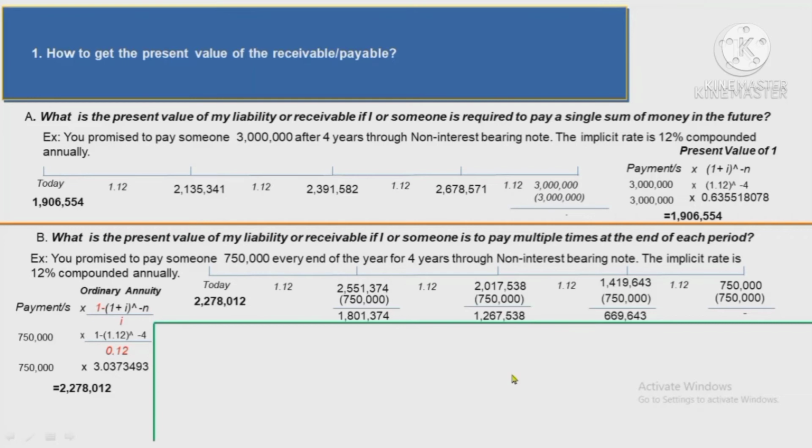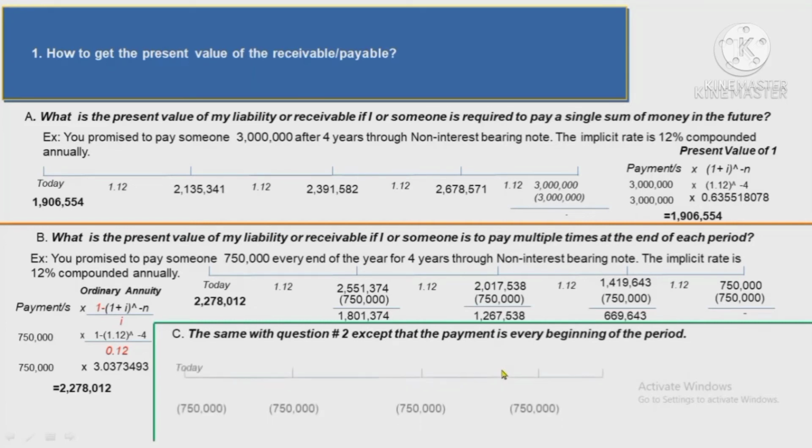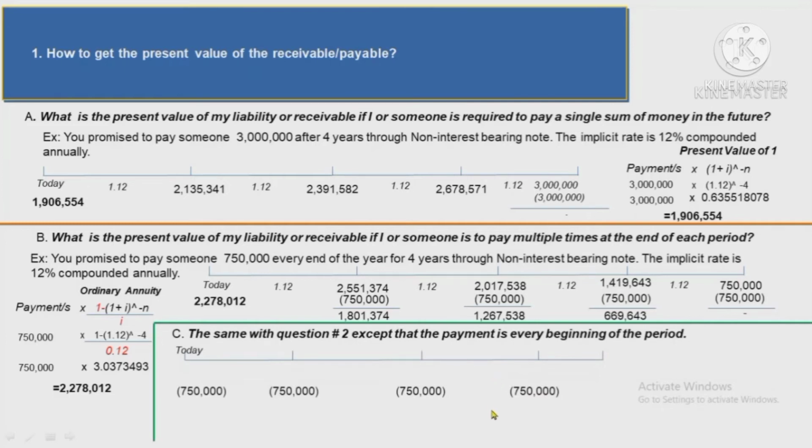The last sub-question is the same as the previous illustration. However, the 750,000 will be paid at the beginning of each period. So in the timeline, it looks like this one. If you observe, the last payment of 750,000 happened at the end of the third year instead of at the end of the fourth year, because in substance, the end of the third year is also equivalent to the beginning of the fourth year. Of course, we are still to use the 1.12, so we can start working back.